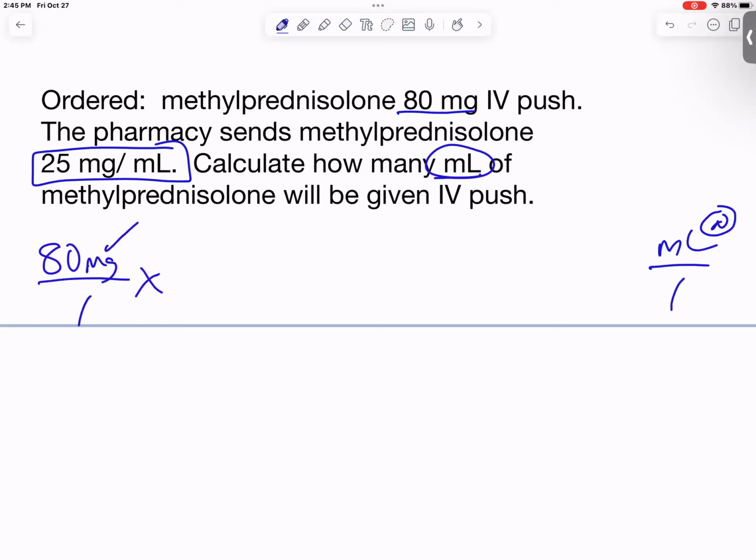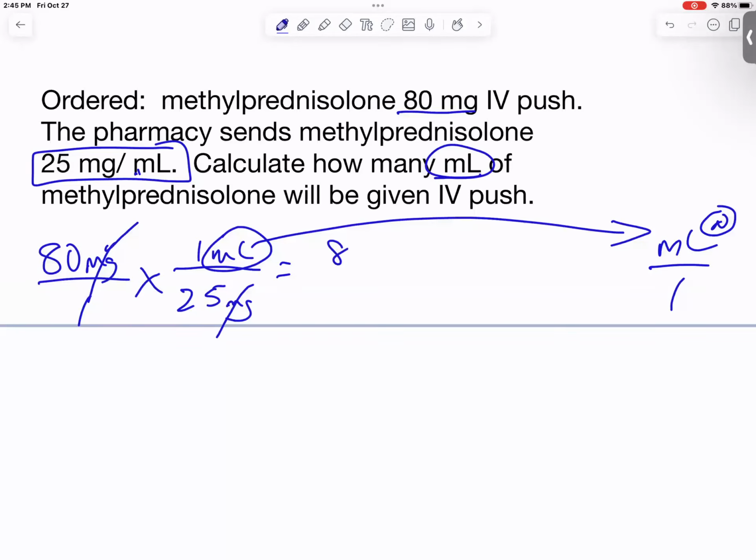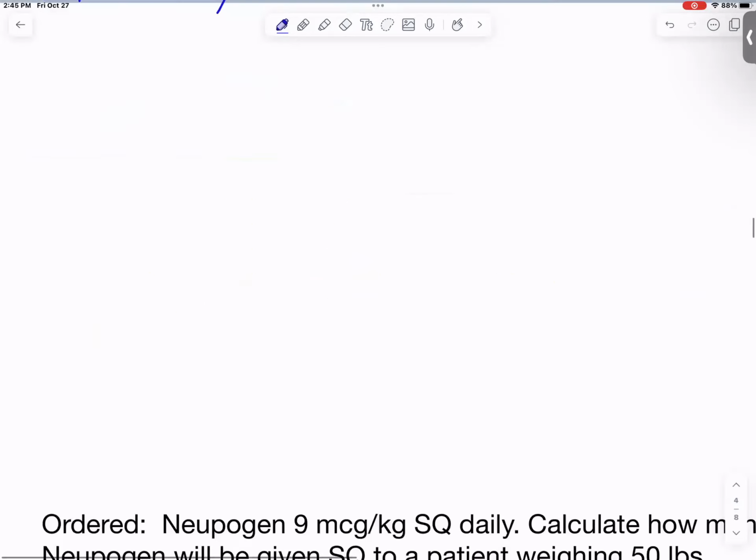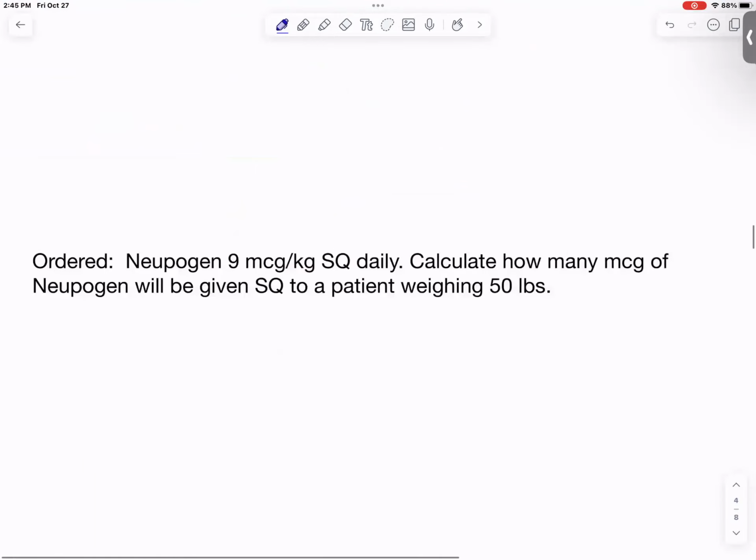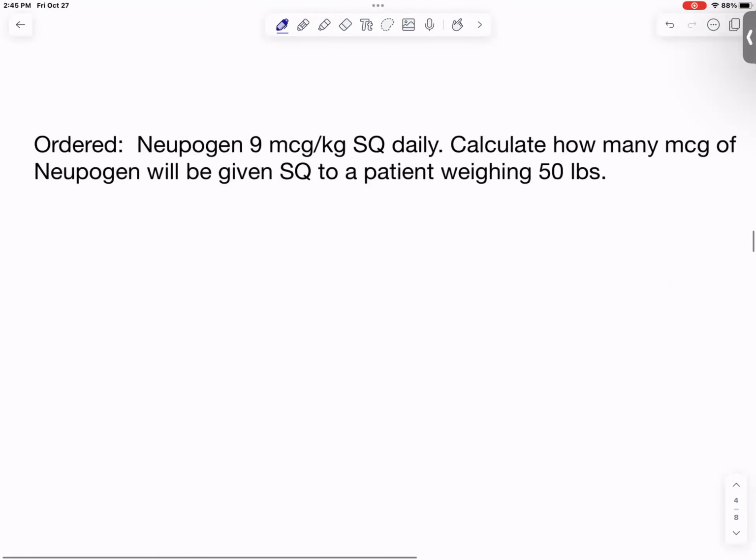How do I get rid of milligrams and get to milliliters? I use what's in my problem, 25 milligrams in 1 mL. No problem. Gets rid of my milligrams. Now I have milliliters. Now it's just math. 80 times 1 is 80, and 25 times 1 is 25. And that will give me exactly 3.2 milliliters. Don't forget, 1 to 10, we always round to the tenths, but this one landed perfectly. Awesome.